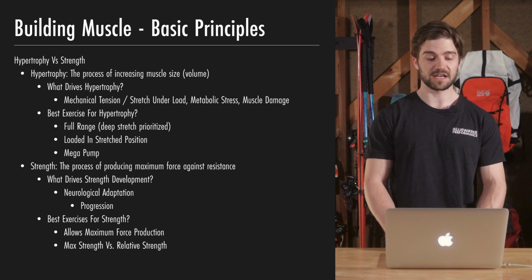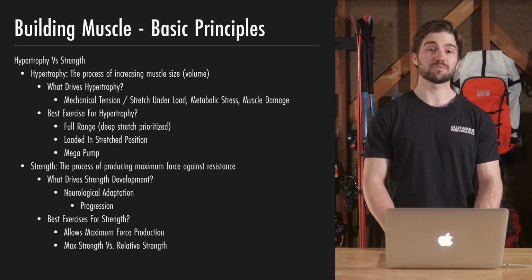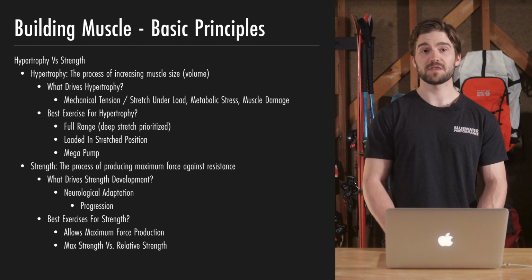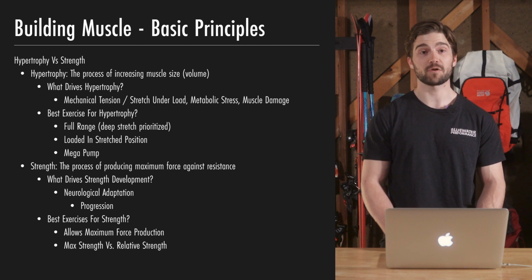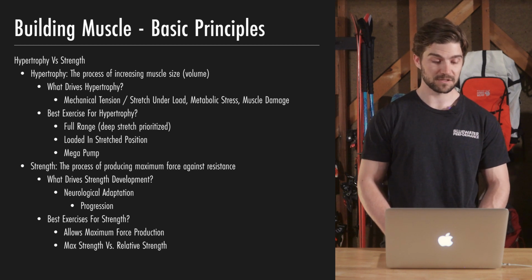So what are the best exercises for strength? Something that allows you to produce maximum force. We think about a compound movement like a deadlift or a squat or a bench press. Those are pretty good things compared to a bicep curl, which is not going to allow you to produce as much maximum force.